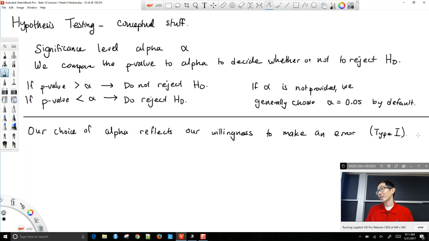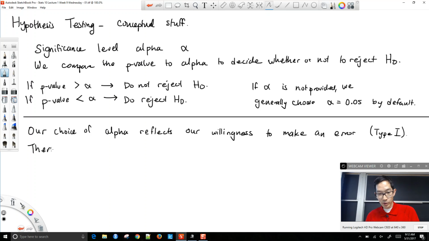The statisticians recognized that there were two types of mistakes, and at the time they were not very creative in the naming of them, so they called these the type 1 error and the type 2 error. Later on, we came up with better names, such as false positive and false negative, but the names type 1 and type 2 error have stuck around. So our choice of alpha reflects our willingness to make an error.